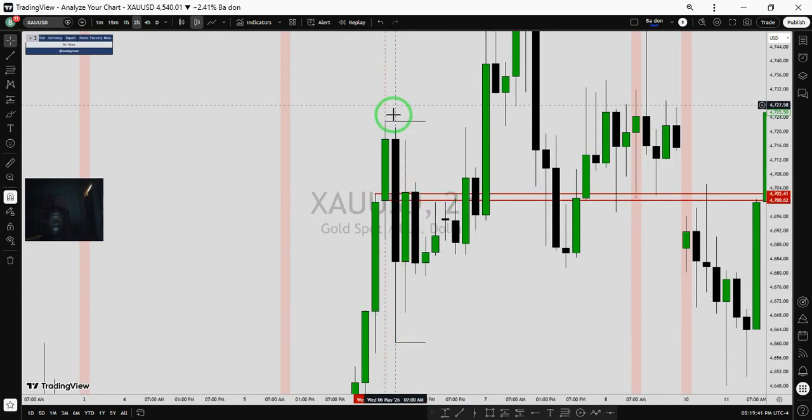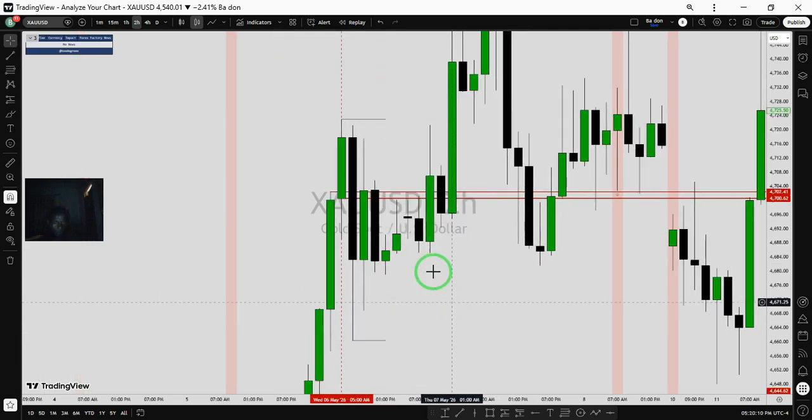Sometimes we have 3 gaps within this range. If we have 3 fair value gaps within this range, we are using the first fair value gap, not the 50%. We are using the base of the first fair value gap. And if we have two fair value gaps within that range, we are using the 50% of the second fair value gap. Let me count it from up down, the second fair value gap. And if we have just one fair value gap, we are using the 50% of that one fair value gap.